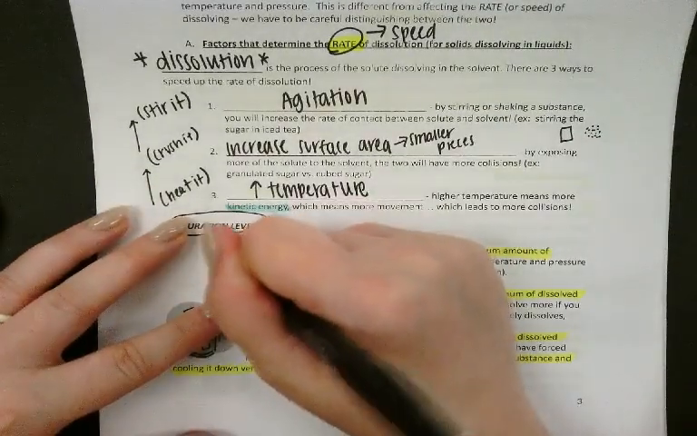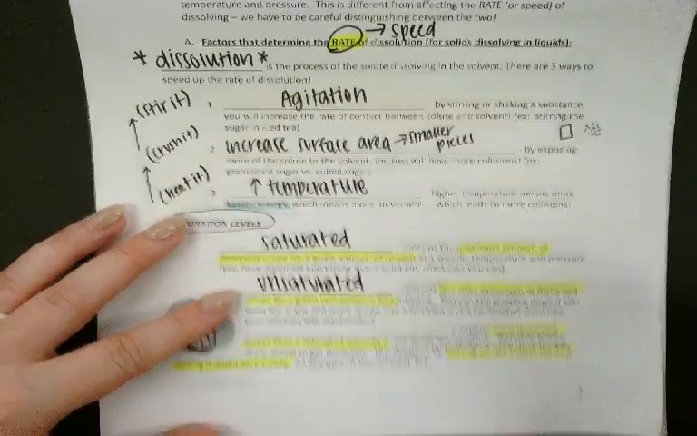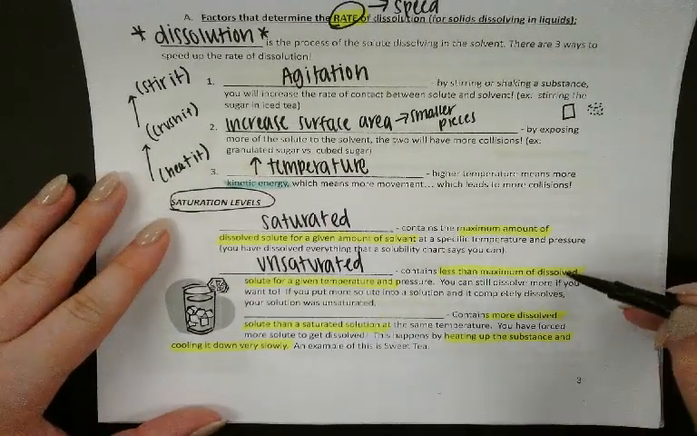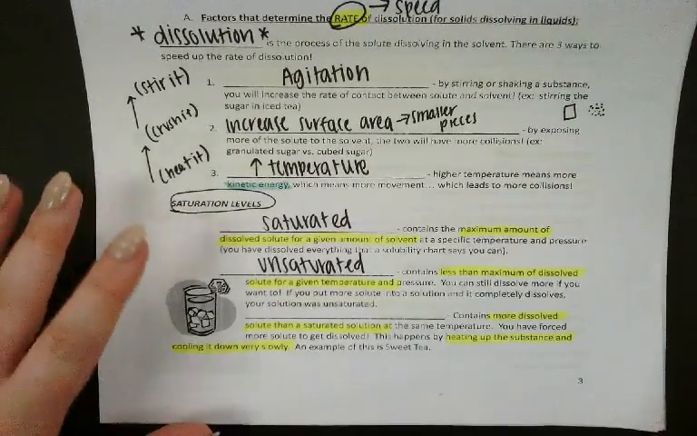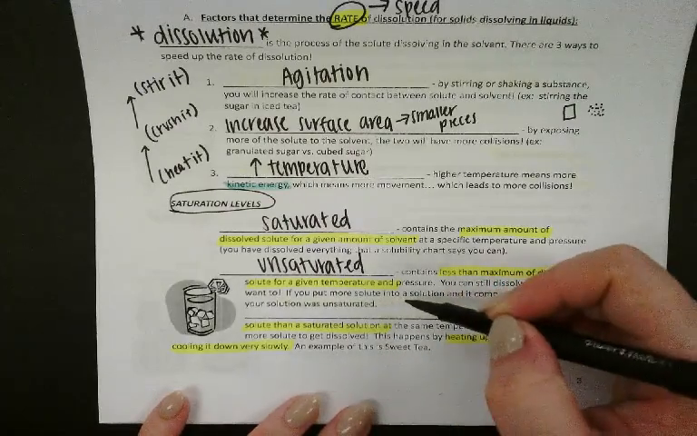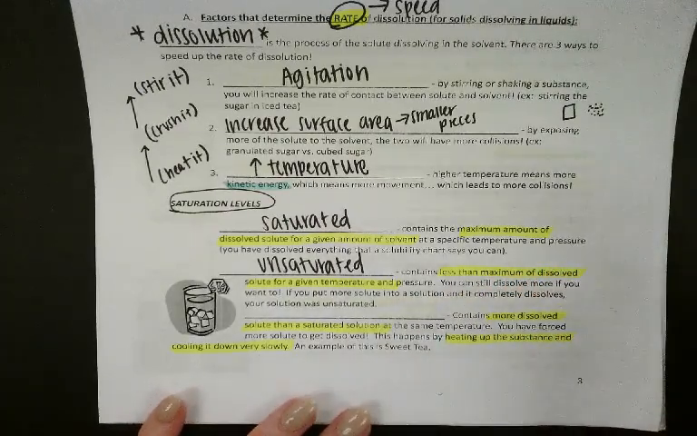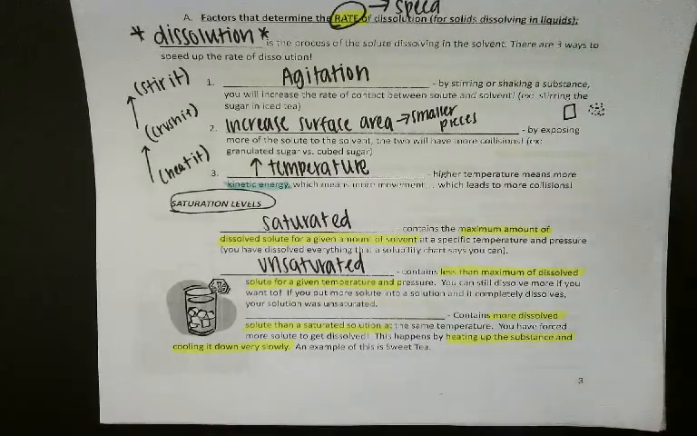When something is unsaturated, this contains less than the maximum of dissolved solute for a given temperature and pressure. So you can still dissolve more if you wanted to. Okay? So if you put solute into a solution and it completely dissolves, your solution is unsaturated because you could still add more and see if it dissolves.